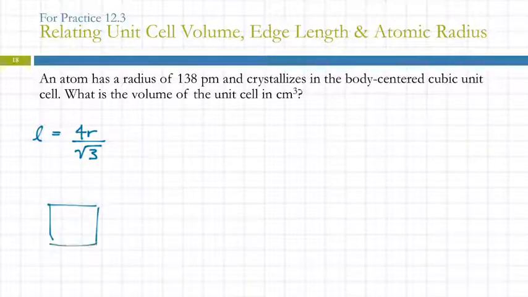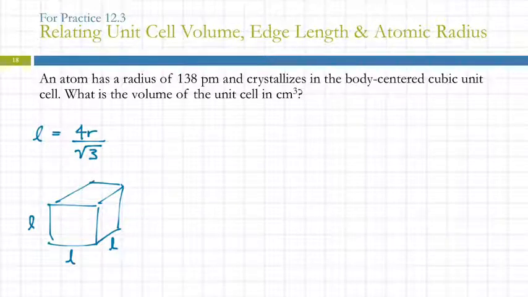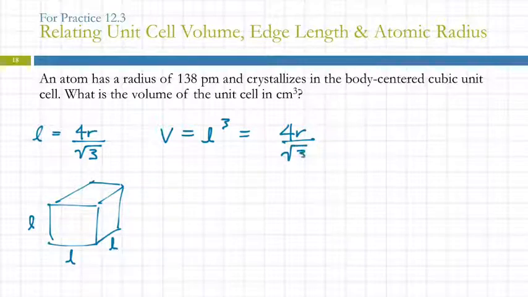So our unit cell is a cube. What is the volume in terms of an equation of this cell? This side is L, and this side is L, and that side is L. Volume is L cubed, right? Length times width times height, but here they're all the same. So the volume of the cube is the length cubed. So that's 4r over the square root of 3 raised to the third power.